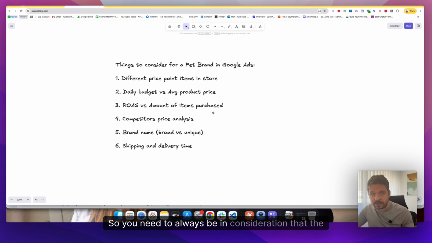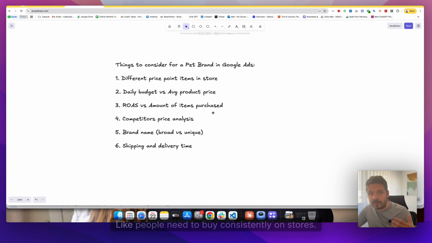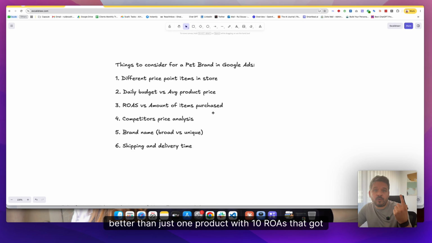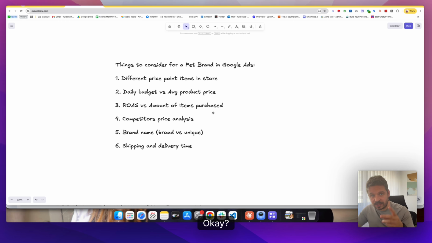So you always need to keep in mind that the best seller is not necessarily the one with the highest ROAS. It has to be a good ROAS with demand behind it, like people need to buy consistently on stores. If you have a product with 3 ROAS that sold 40 units, it's way better than one product with 10 ROAS that got one sale in the last 90 days. That's something you have to consider when you choose the products for your campaigns.